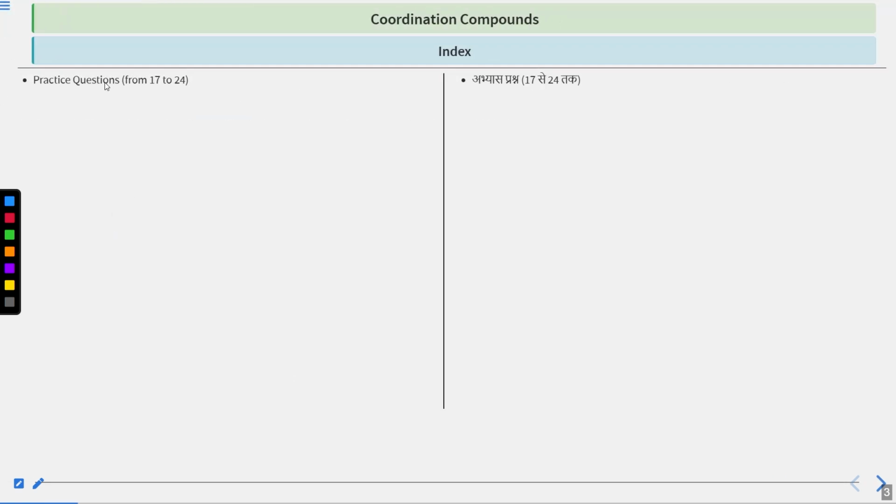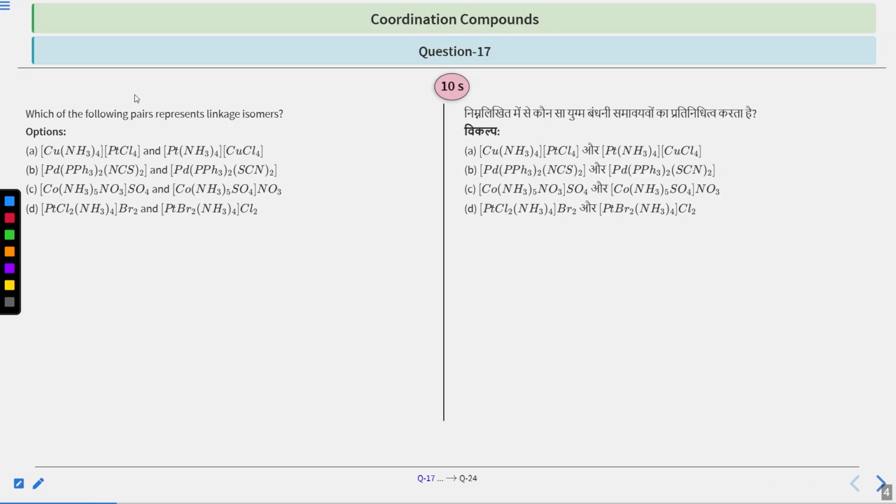This is our index slide. Today we are going to see some practice questions from question number 17 to question number 24. Let's start with question number 17.